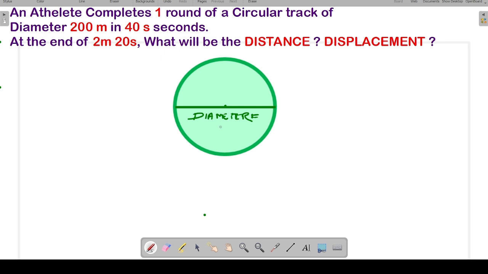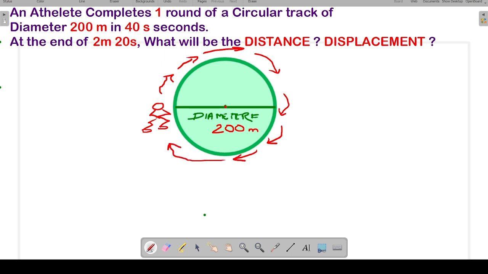So let us see, this is the diameter which is 200 meter, as given in the question, right? Now what we will do, we will mark it in the diagram shown over here, the diameter is 200 meter. Now let us say this is the athlete. I know the figure of the athlete is not very good, but don't mind. You should consider that this is an athlete, right? Now this athlete is running around the circular track in this way across the circumference of the circular track. This is the circumference which I am marking over here by the red arrows. Through the red arrows the athlete is running, right?